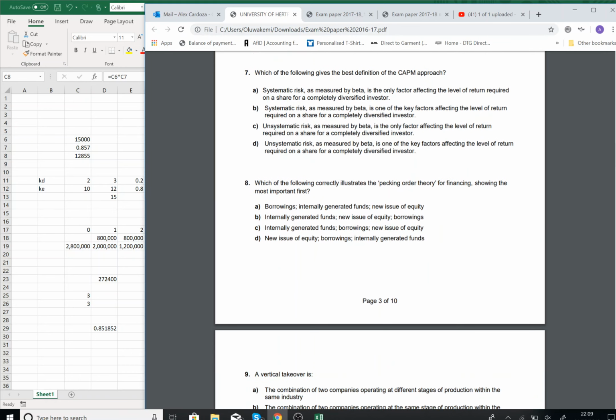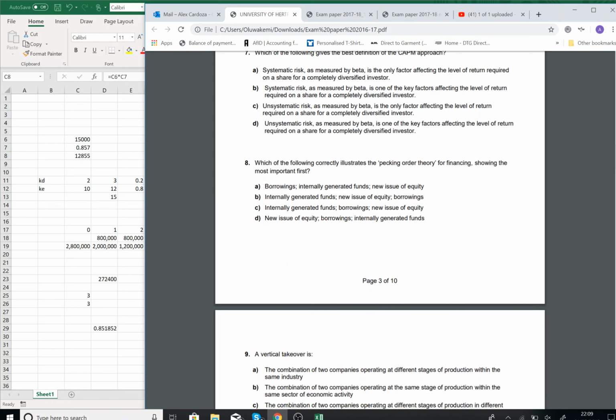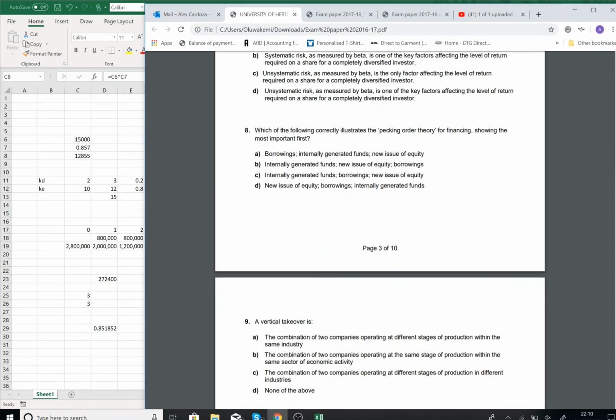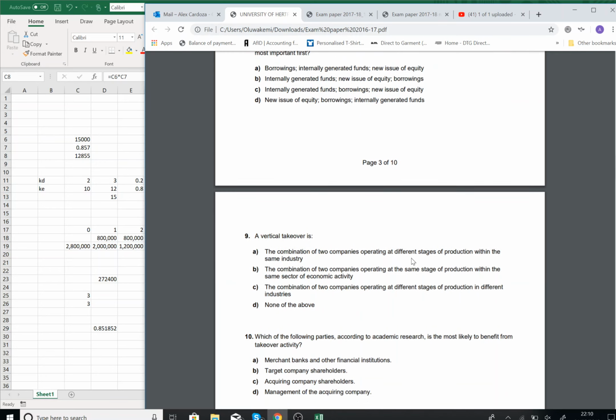So it's 7B. Which of the following correctly illustrates the pecking order theory? So pecking order theory says that a firm chooses its financing through the easiest and cheapest methods possible. So internally generated funds are the cheapest, borrowings are the next cheapest, and then equity is the most expensive. So the answer is C there.